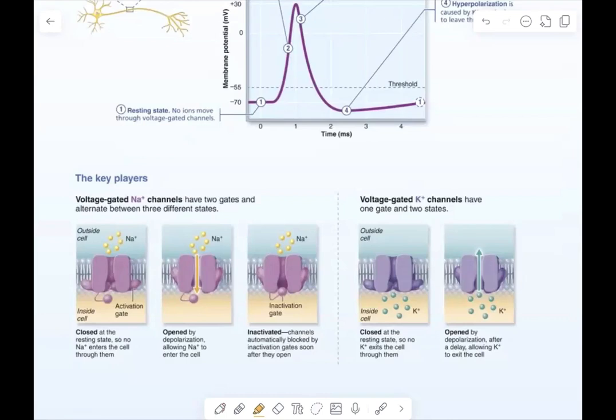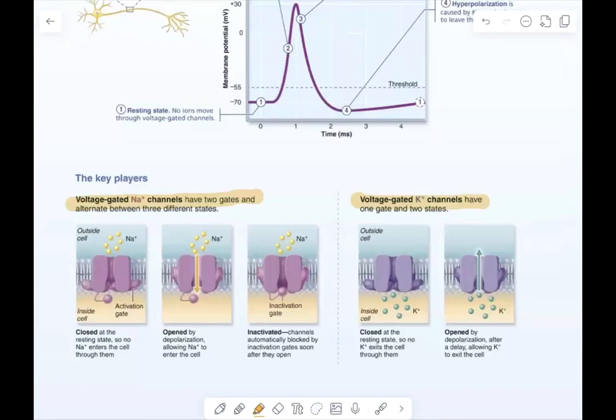So there are voltage-gated sodium channels, which have two gates and alternate between three different states. There's sodium channels, and then there's also voltage-gated potassium channels. So there's no ligand or chemically gated channels. Those are only for graded potentials.